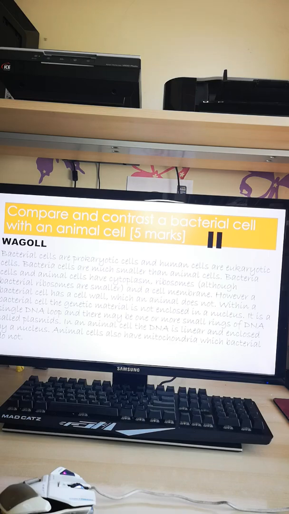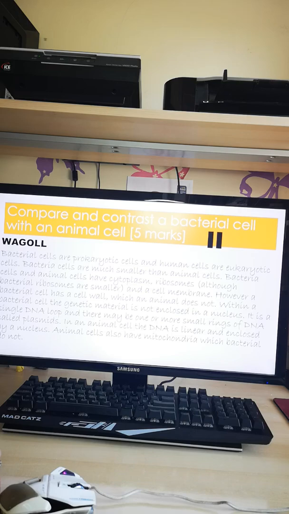Bacterial cells are prokaryotic cells and human cells are eukaryotic cells. Bacterial cells are much smaller than animal cells. Bacterial cells and animal cells have cytoplasm, ribosomes, although bacterial ribosomes are smaller, and a cell membrane. However, a bacterial cell has a cell wall, which an animal cell does not.